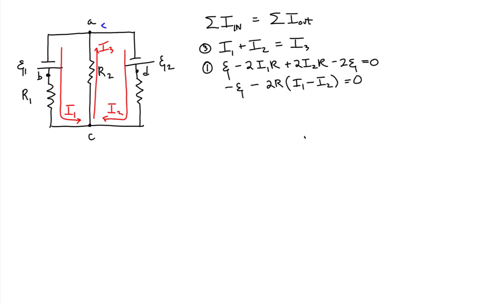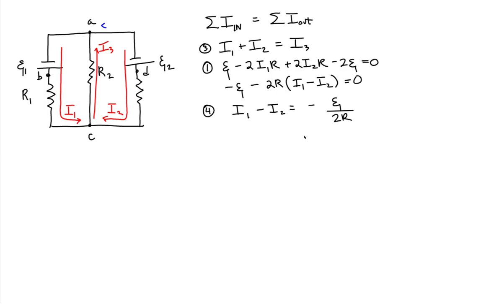And let's just isolate I1 and I2 on one side of the equality. We have I1 minus I2 is equal to minus the EMF over 2R. Or if we didn't want to deal with the negative sign, we can multiply through. But I'll leave this as is right now. So let's call this equation 4.